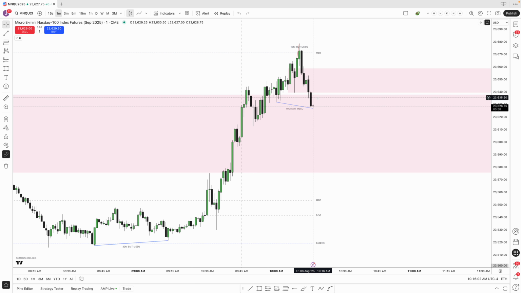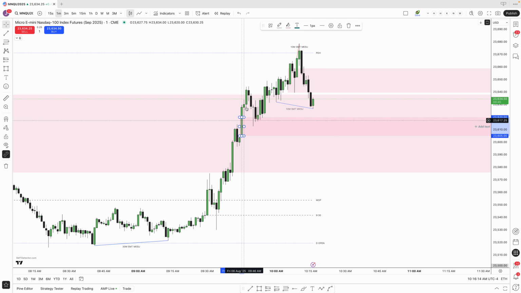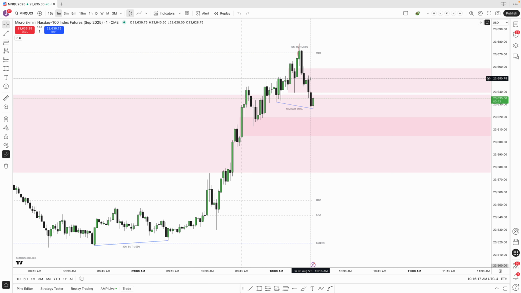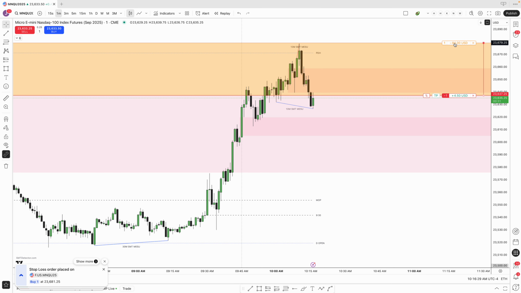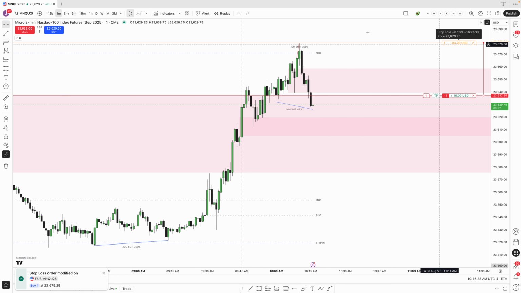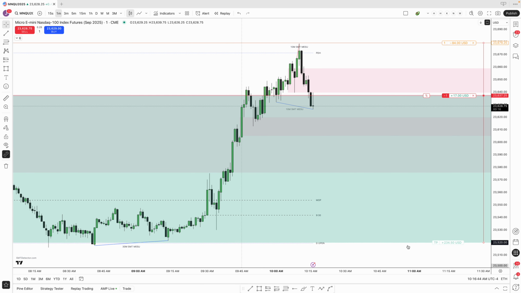Okay. Let's see. Get up in there. Get up in there. I'm gonna lay a short. I can't go full risk. It's just too large of a stop. So I'm about 1% risk right now. It is what it is. Target, cycle low.